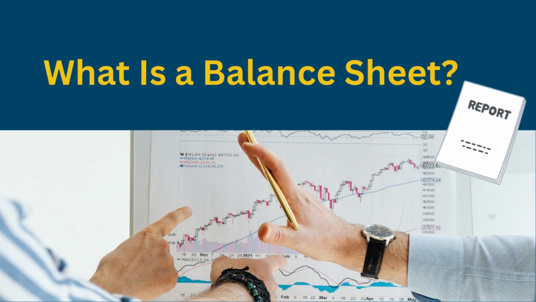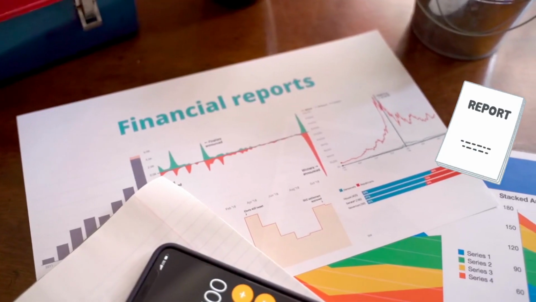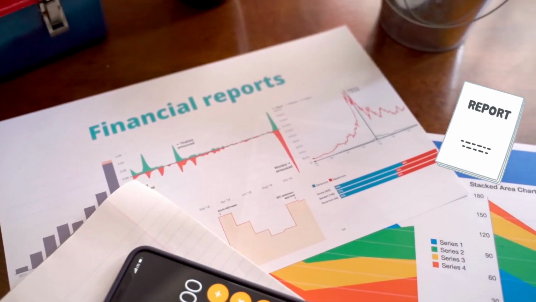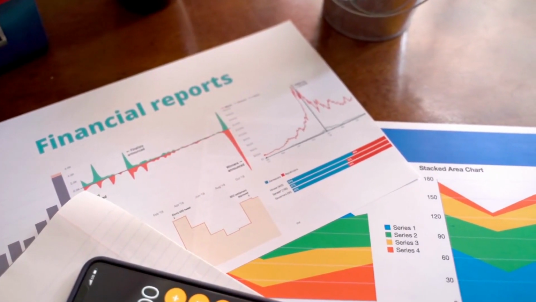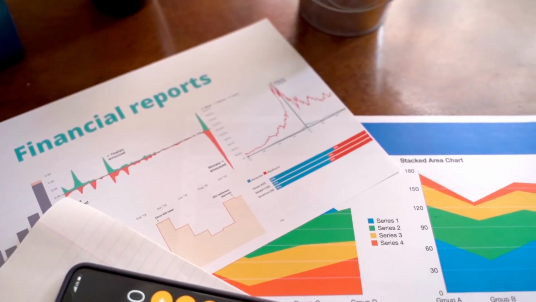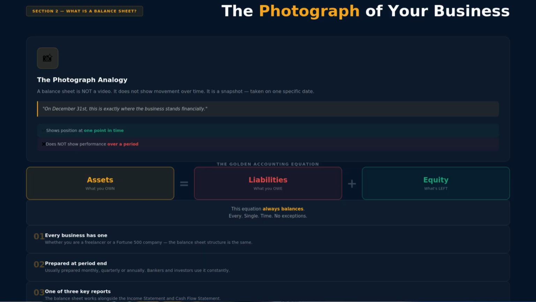So what exactly is a balance sheet? A balance sheet is a financial statement. It shows you what a business owns, what it owes, and what is left over for the owner. All at one specific point in time. Think of it like a photograph. Not a video. A photograph. It captures the financial position of the business on one specific date. For example, December 31st. Or the last day of the quarter.